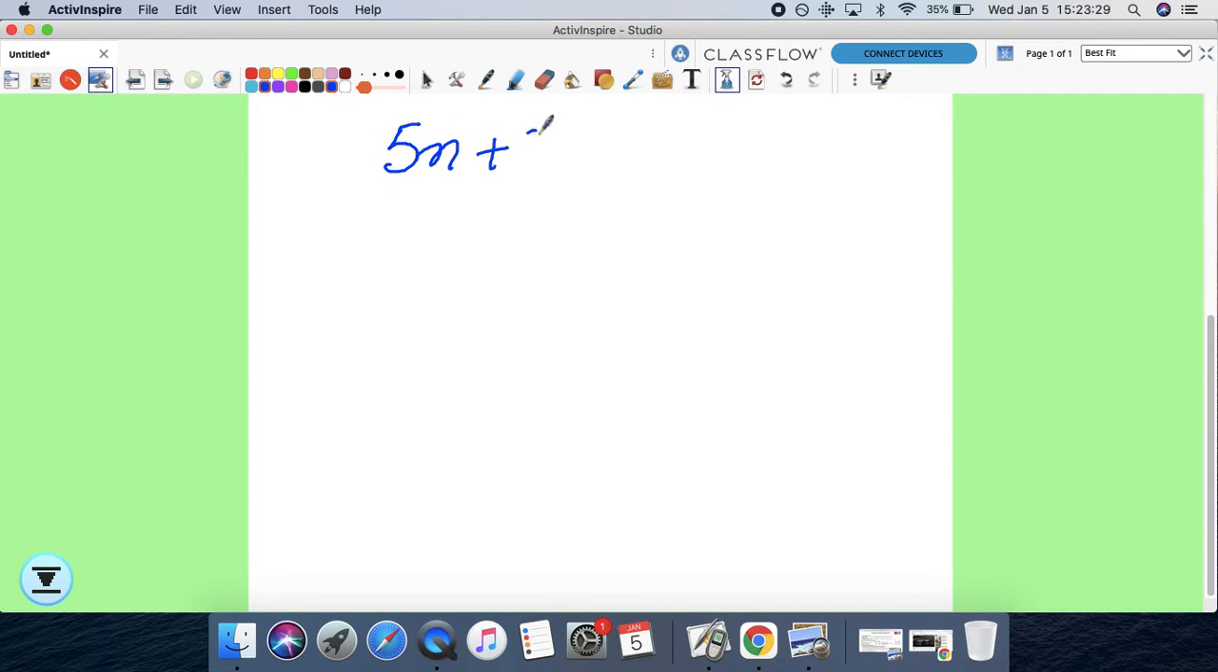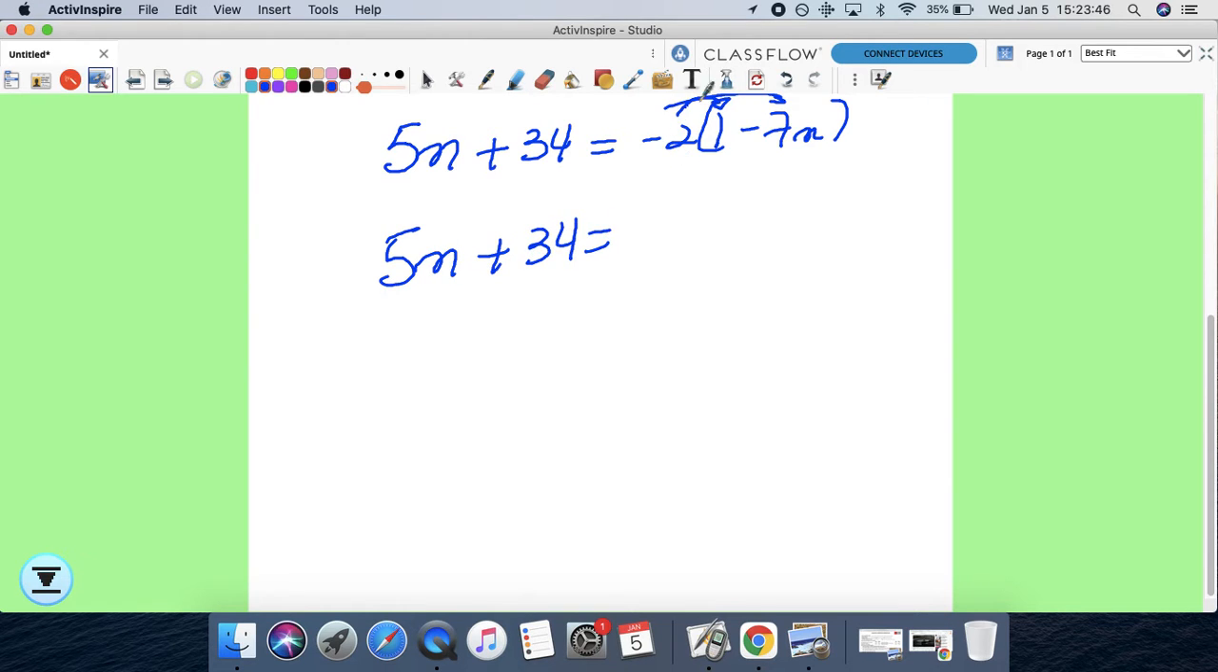5n plus 34 equals negative 2 times 1 minus 7n. There is distributive property for us to do. So we're going to do it right here. We get 5n plus 34. Negative 2 times 1 is negative 2. Negative 2 times negative 7 is positive 14n. So distributive property, right? The parentheses gone.